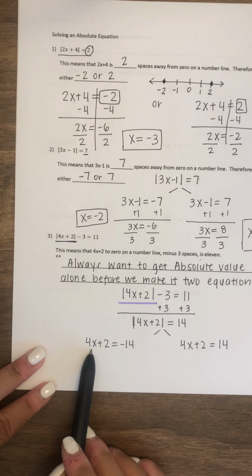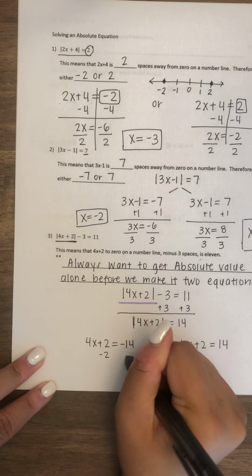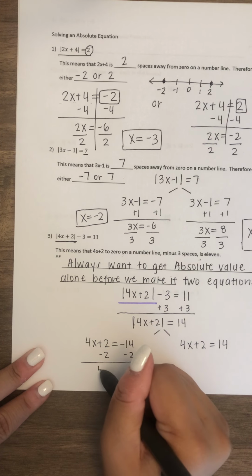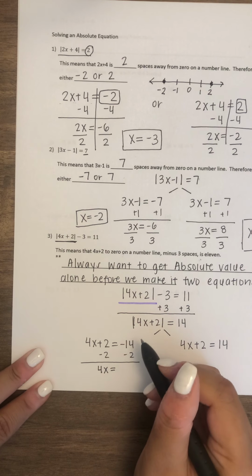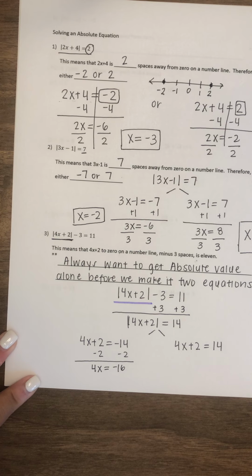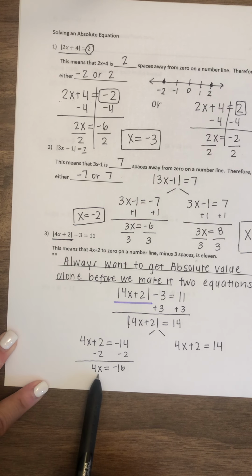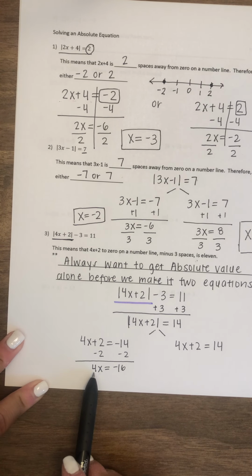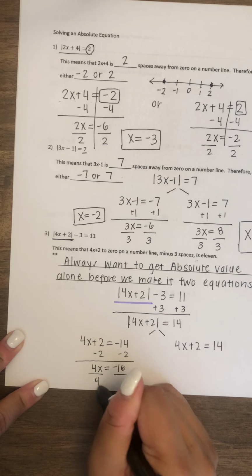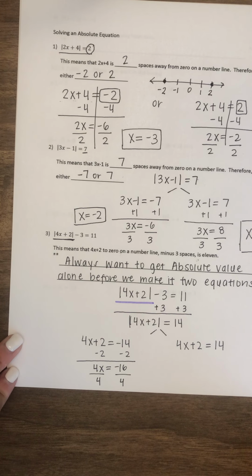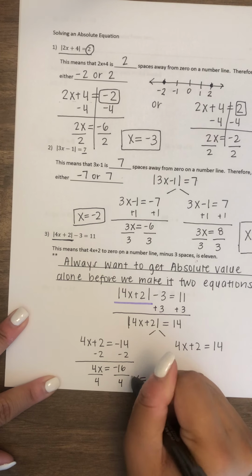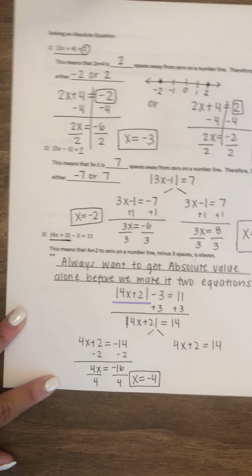To isolate my 4x, I want to subtract 2 from both sides, leaving me with 4x equals negative 16, because negative 14 minus 2 is negative 16. And to keep isolating x, I'm going to go ahead and undo this multiplication by 4 by dividing 4 on both sides, leaving me with the possibility that x equals negative 4. So that is one solution.